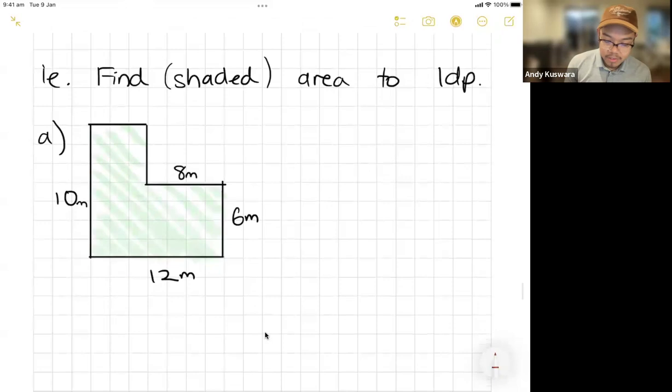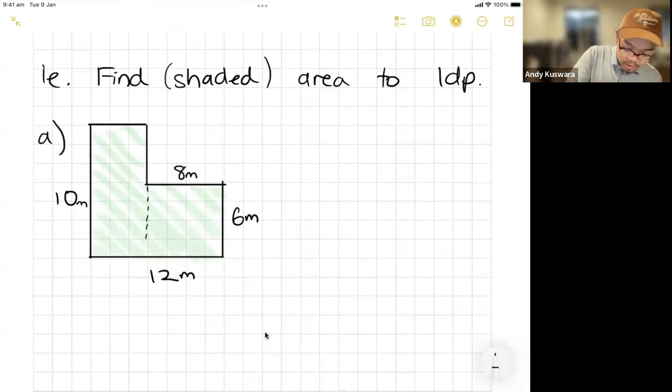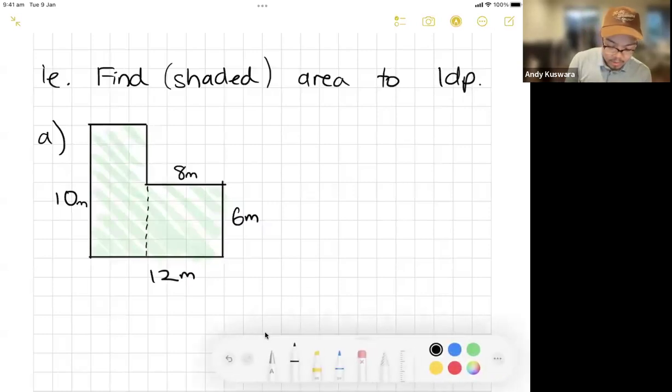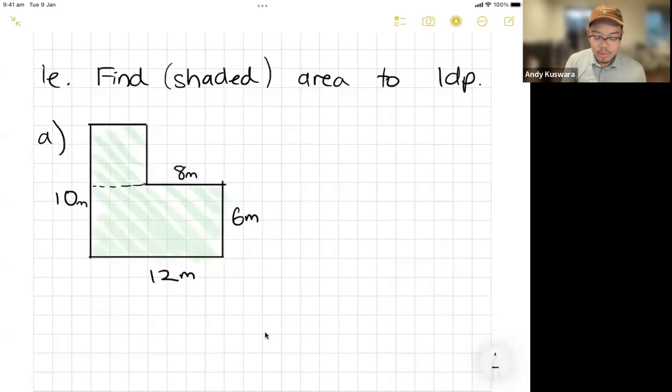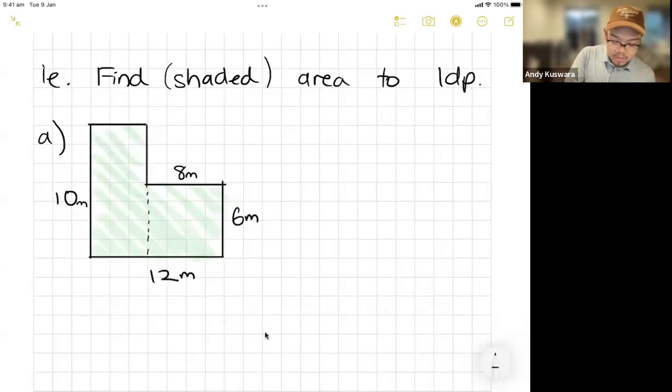The first one here: find the shaded area to one decimal place. We've got this weird little shape here. Now, there's more than one way we can break this up. For example, I could break it up here and deal with two rectangles. I could also break it up this way. Those would probably be your most ideal. Now, given the measurements, I think it would be easier if I do this. So I can see here there's area 1 and there's area 2.